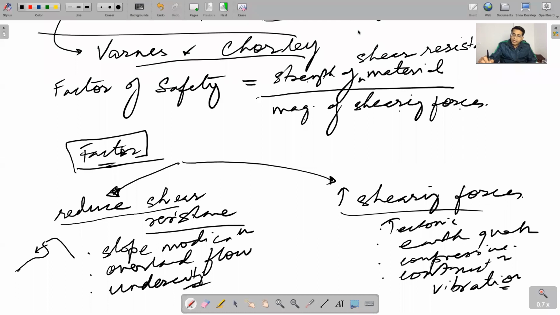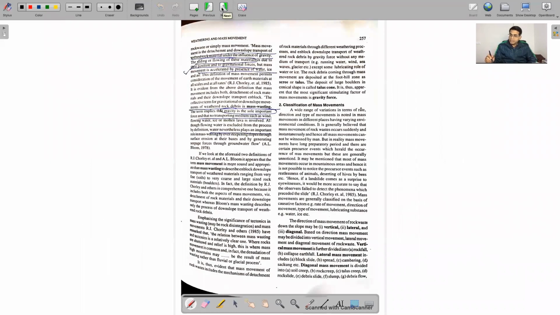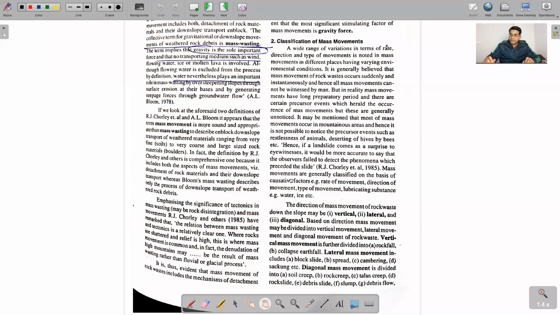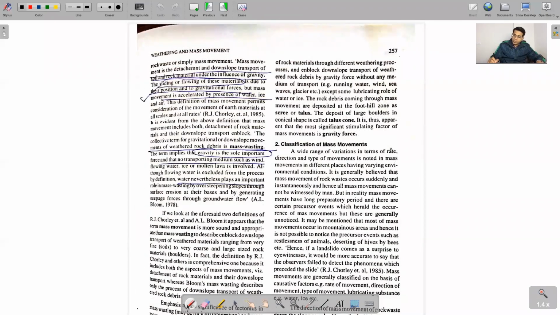So now look at your screen. I've taken some pages right from your textbook. How do you define and how do you explain mass movements? This is page number 257, if you have your geomorphology textbook by Savindra Singh. Mass movement, it says, is one type of detachment and downslope transport of soil and rock material under the influence of gravity. These kinds of definitions you can actually remember. And this includes sliding and the flowage of material due to the gravitational forces.